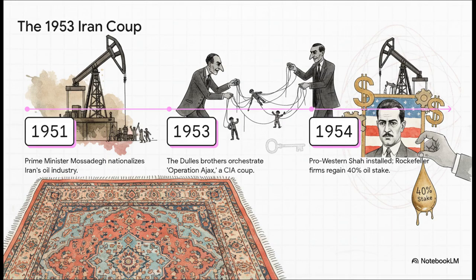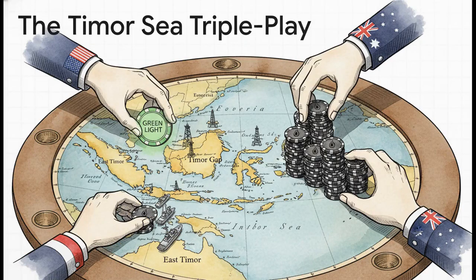Well, here's what happened. In 1951, the democratically elected Prime Minister Mossadegh did something radical. He said Iran's oil should belong to the people of Iran. He nationalized the entire industry. The reaction was swift. John Foster Dulles at the State Department and his brother Allen at the CIA fired up Operation Ajax. They staged a coup, got rid of Mossadegh, and installed a dictator, the Shah. And the payoff? The companies that grew out of Rockefeller's Standard Oil got a 40% stake in Iranian oil back. Just like that. Okay, fast forward a few decades. The doctrine is still alive and well.